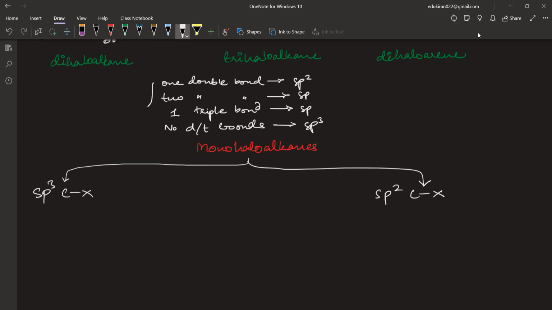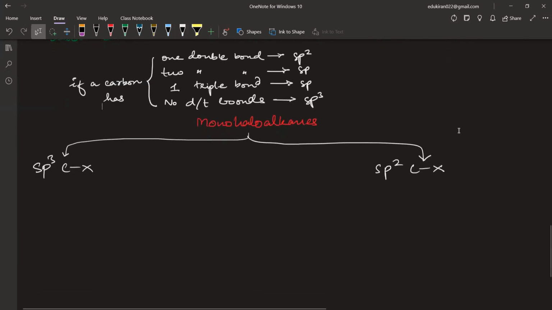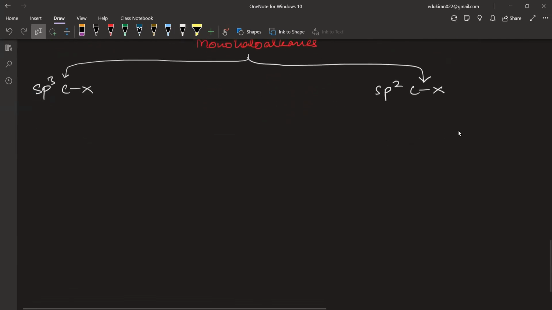Yes, sir. Please write here: if a carbon has one double bond, sp2; two double bonds, sp; one triple bond, sp; no double or triple bonds, sp3. Now for sp3, the halogen atom connected to the sp3 hybridized carbon, the first type for them is alkyl halides.